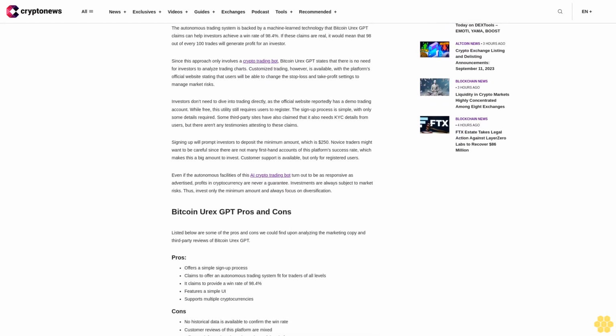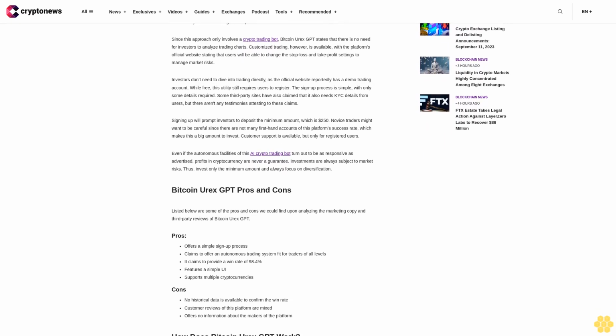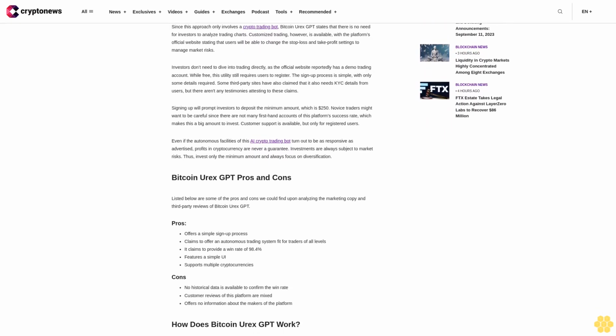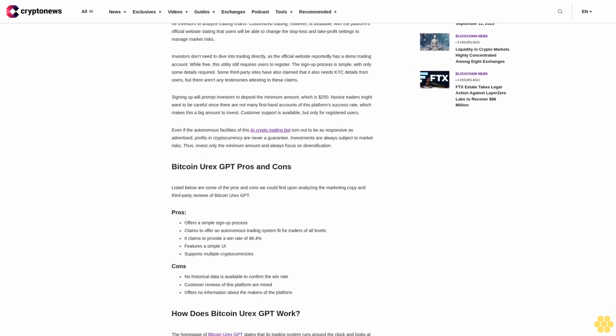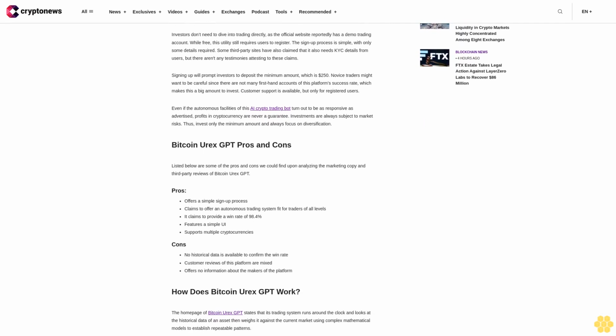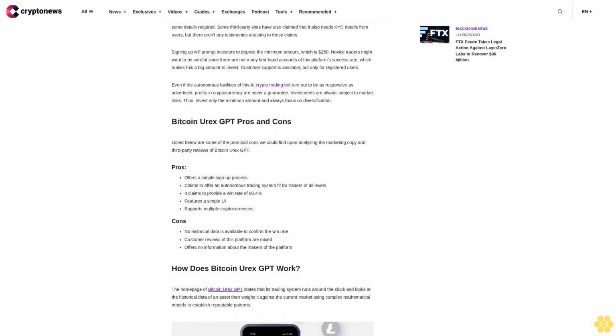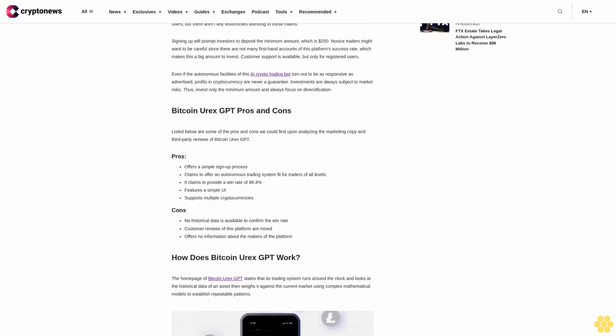Customized trading, however, is available, with the platform's official website stating that users will be able to change the stop loss and take profit settings to manage market risks. Investors don't need to dive into trading directly, as the official website reportedly has a demo trading account. While free, this utility still requires users to register. The sign-up process is simple, with only some details required.